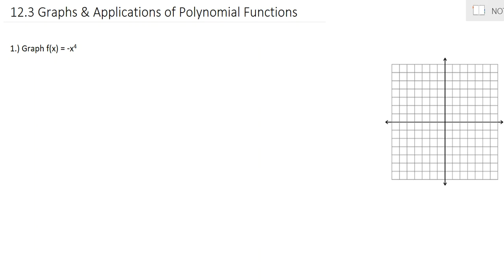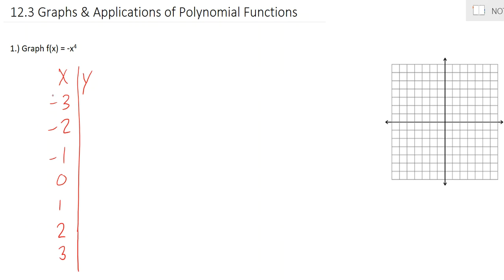In 12.3 lessons, we're going to be talking about how to graph polynomial functions. And the very beginning will seem kind of basic to you, and we're going to start out by really just doing a t-chart. So if we take a look at the first one, f of x equals negative x to the fourth, we'll start out with the basic x and y t-chart, and we'll put some values in for x.